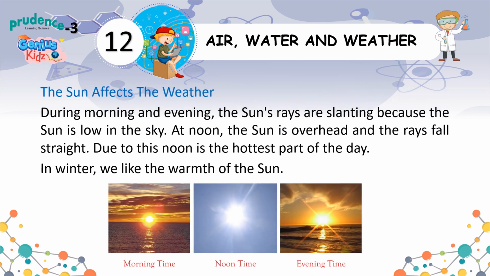The sun affects the weather. During morning and evening, the sun's rays are slanting because the sun is low in the sky. At noon, the sun is overhead and the rays fall straight. Due to this, noon is the hottest part of the day. In winter, we like the warmth of the sun.